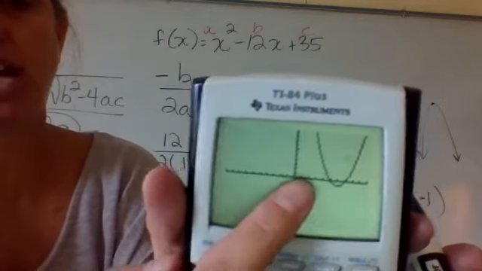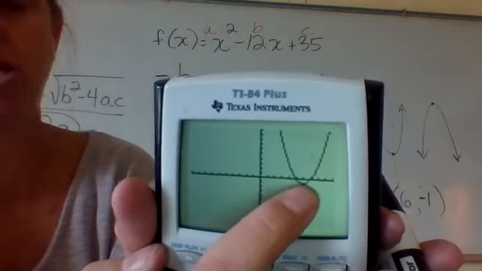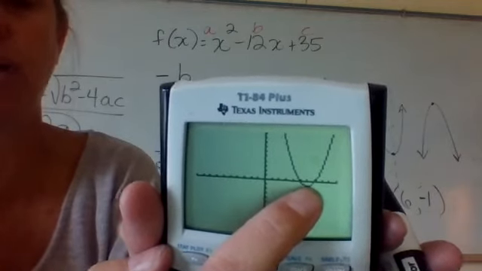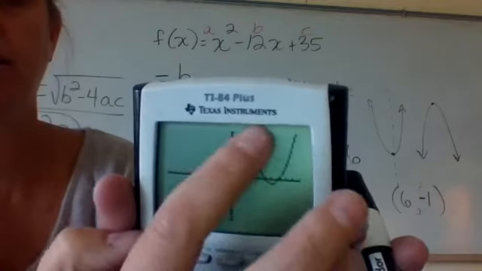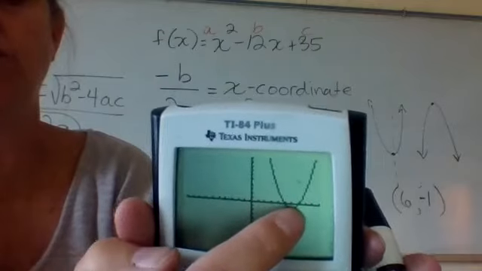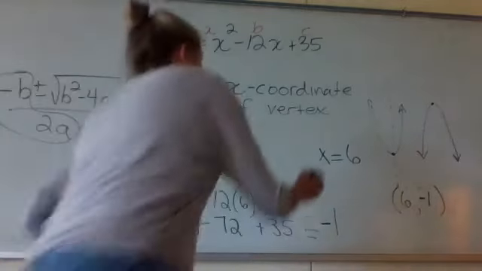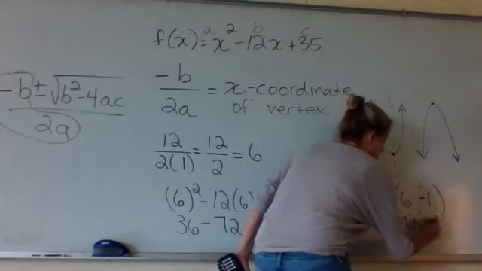So remember where the vertex was. To the right 6 and down 1 for 6, negative 1. That's the vertex that we've already figured out algebraically. Look, it's at the bottom, right? It's not an upside down U. It's a right side up U. So its vertex is at a minimum. So this one has a minimum value.